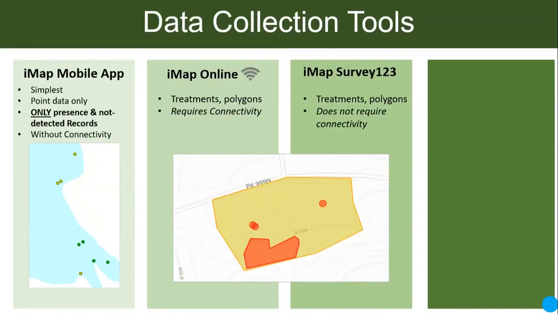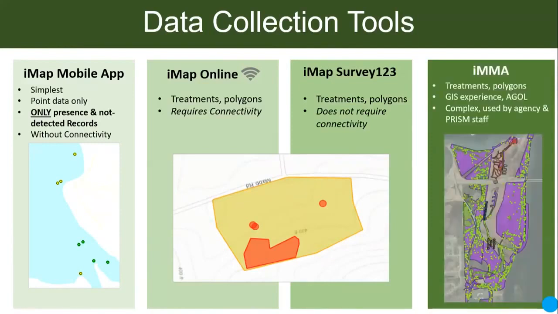Survey123 is an application that you can download on your smartphone, and you can record all types of treatments right on your device and in the field. You will not need connection to create records on this platform, only to set up the app and upload records. The last platform is IMMA, which stands for iMap Mobile Advanced, and it's accessed through Collector, but it's a complex form of reporting that's mainly for those with advanced GIS skills.